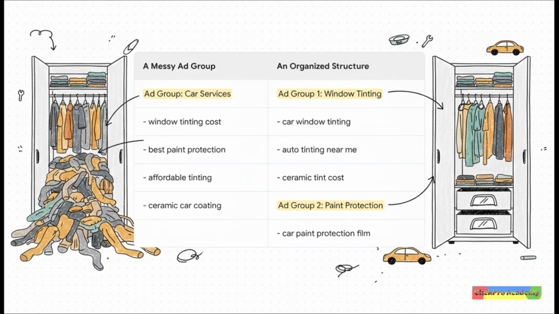But look at the right. This is how you do it. We have one ad group just for window tinting and a completely separate one for paint protection. Now you can write an amazing ad that screams, the best window tinting here, for that first group, and a totally different ad about protecting your car's paint for the second. That relevance, that's the whole game.